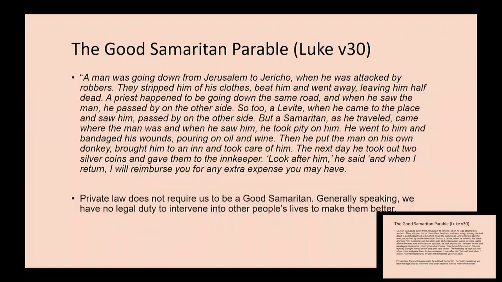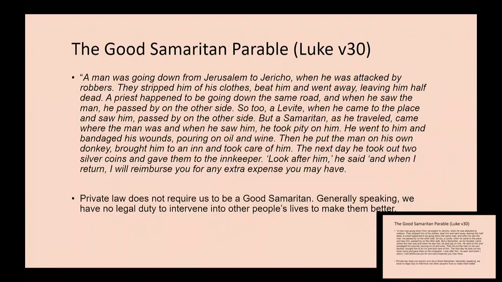A man was going down from Jerusalem to Jericho when he was attacked by robbers. They stripped him of his clothes, beat him, and went away, leaving him half dead. A priest happened to be going down the same road, and when he saw the man, he passed by on the other side. So too a Levite, when he came to the place and saw him, passed by on the other side. But a Samaritan, as he travelled, came where the man was, and when he saw him, he took pity on him. He went to him and bandaged his wounds, pouring on oil and wine. Then he put the man on his own donkey, brought him to an inn and took care of him, etc.